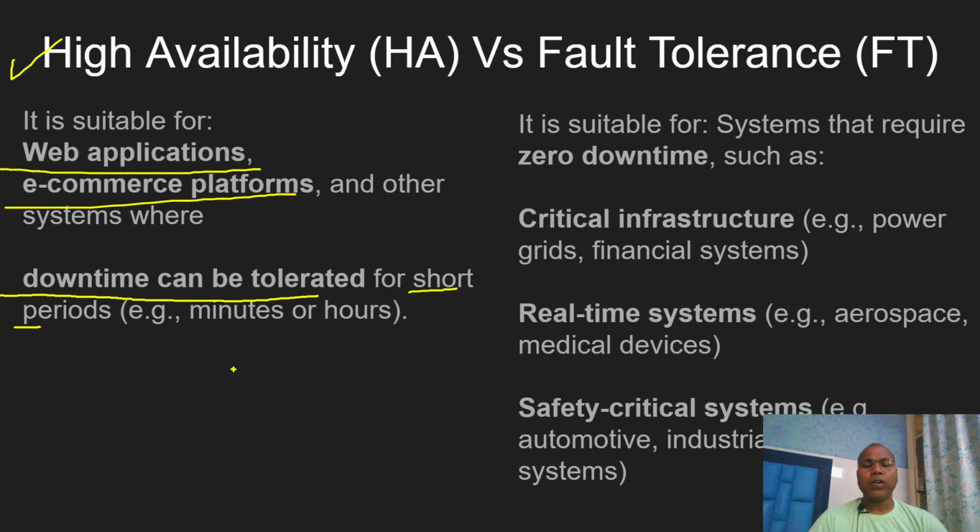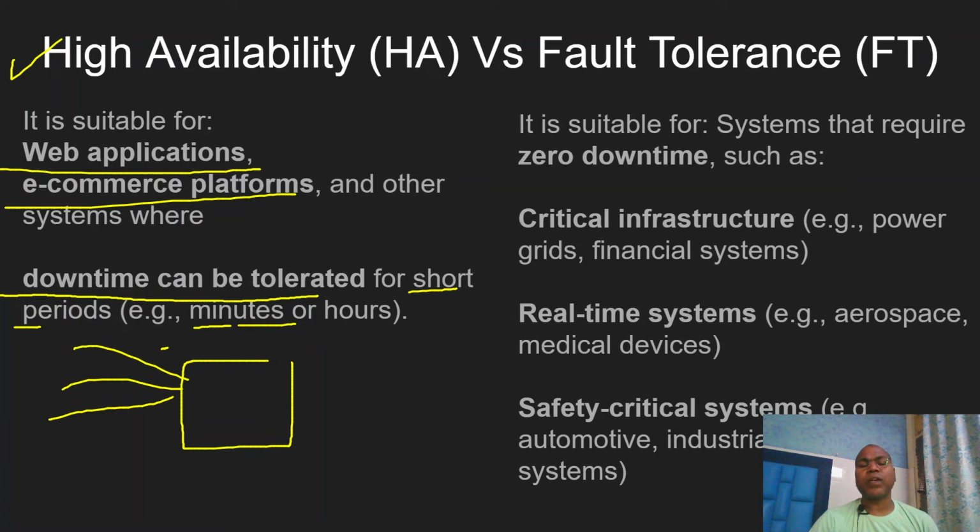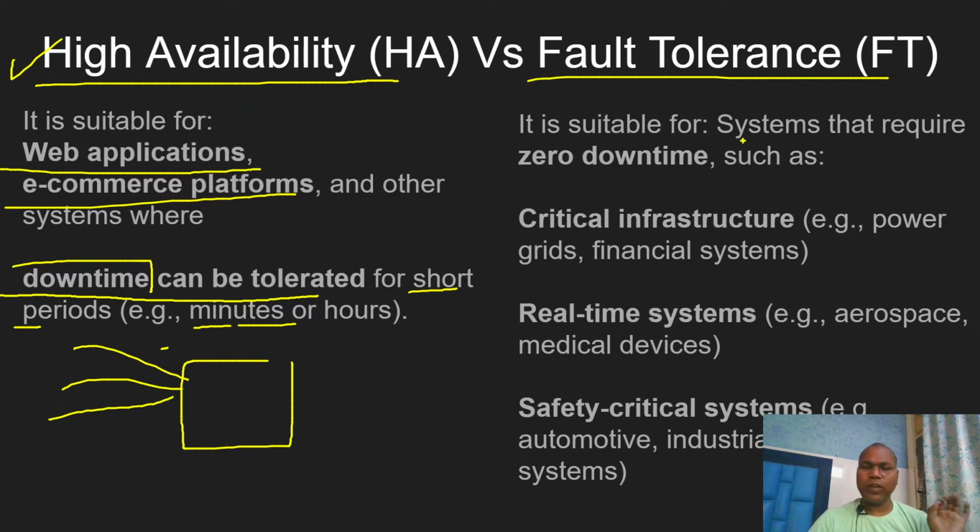So here you can say your system is HA, but sometimes there might be downtime of a minute or an hour, and you can still say your system is highly available. But still the chances are that downtime can be minutes, can be hours. It depends on what kind of HA algorithm, active-passive, you implemented. But fault tolerance systems are very specific.